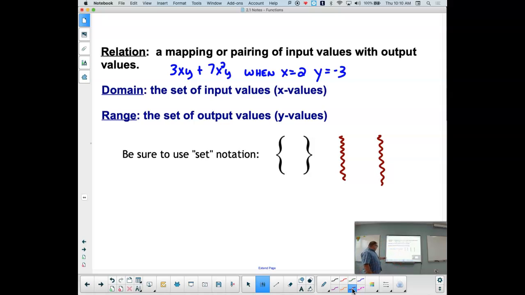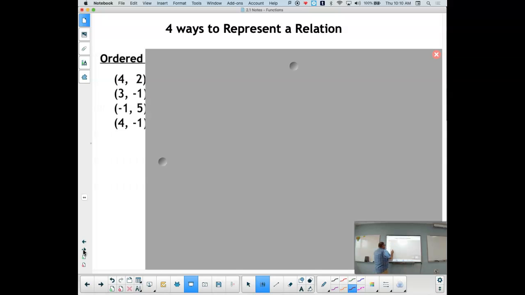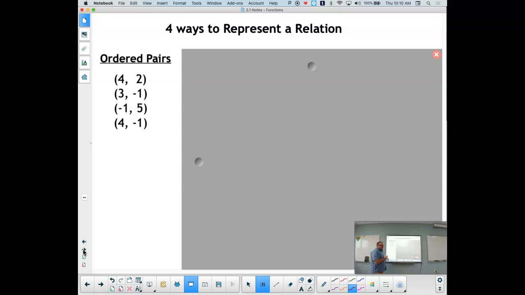There are 4 different ways that we can represent a relation. Okay? So the first way that we can represent a relation is we can list ordered pairs. That's one way to represent a relation. You can just give me a list of all of the different points that would make that relation true. That's one way.